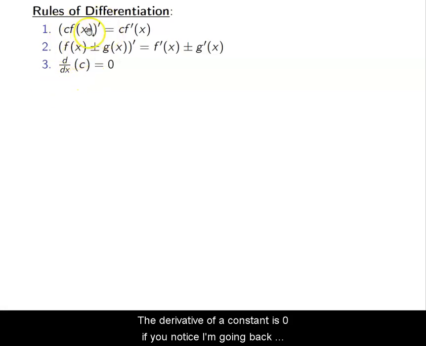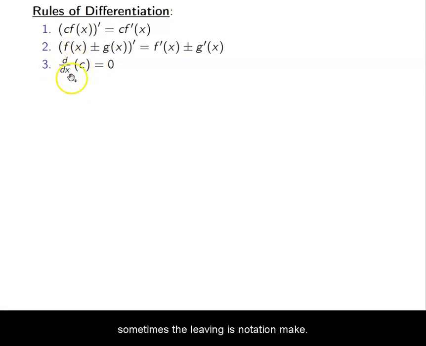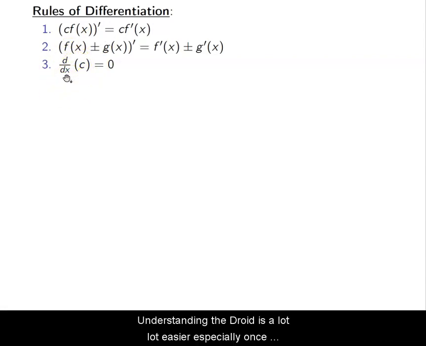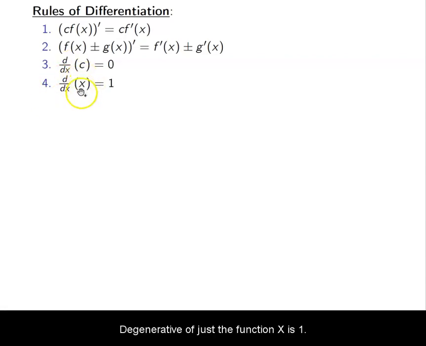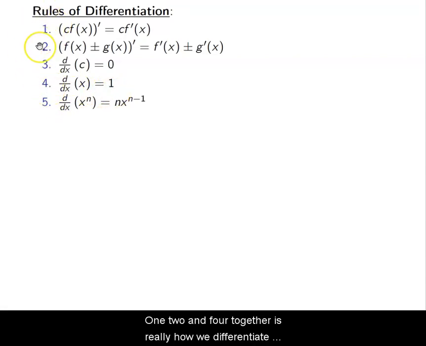If you notice, I'm going back and forth between the prime and the Leibniz notation. It's important that you are familiar with both notations because, like I said at the beginning of this section, sometimes the prime notation is easier to understand. Sometimes the Leibniz notation makes understanding the derivatives a lot easier, especially once we get into the higher levels of calculus. The derivative of just the function x is 1. So that rule and the constant multiple rule, together with the power rule, are how we differentiate polynomials.